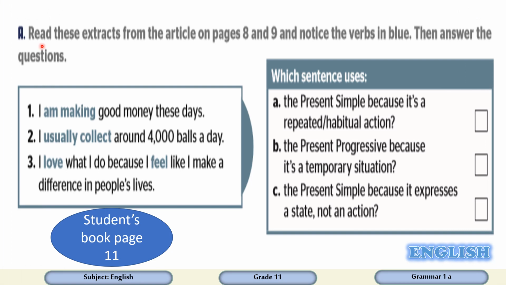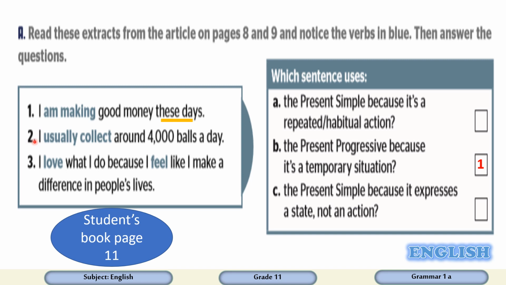Okay, I hope the video was clear and could help you figure out the differences between the present simple and progressive. Now I will refer to the student book, page 11, activity number A. Read these extracts from the article on pages 8 and 9 and notice the verbs in blue, then answer the questions. So the first one, I'm making good money these days. Focus here on these days, only these days, for a short time. So yes, it's the present progressive because it's a temporary situation lasting just for a short time.